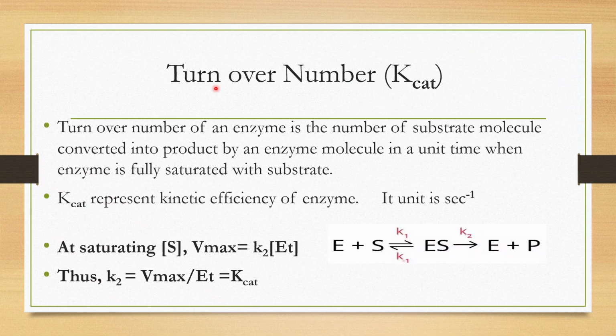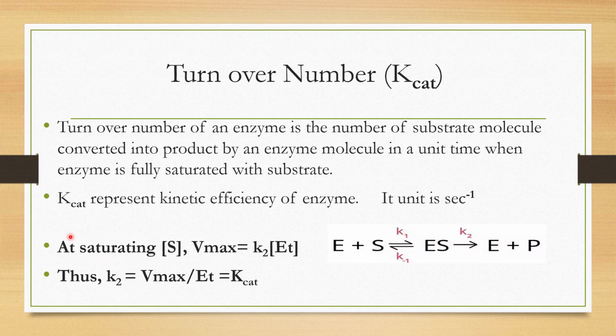Now let's understand what is turnover number or Kcat. The turnover number of an enzyme is the number of molecules of substrate converted to product per unit time when the enzyme is fully saturated with substrate. Kcat represents the turnover number, and its unit is per second.